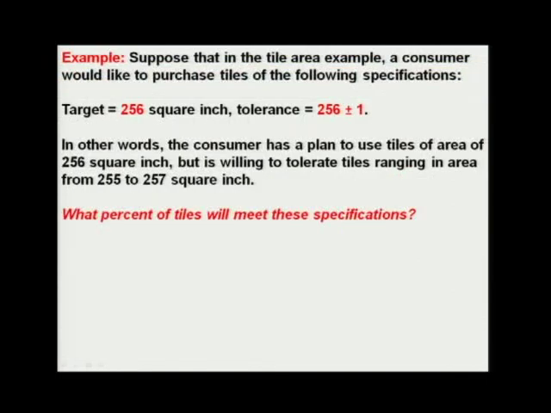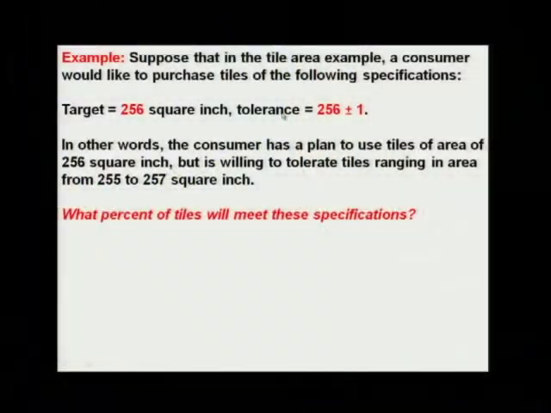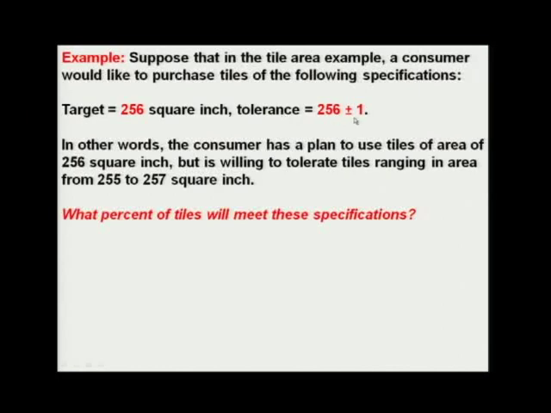Now we need to stop here and think a little bit. This example is a ceramic tile example. And in the real world, when people buy ceramic tiles, they are expecting to have well-specified values. If we go to the slides now, we'll see that there is an example in which we have specifications. Suppose that in the tile area example, a consumer would like to purchase tiles of the following specifications.